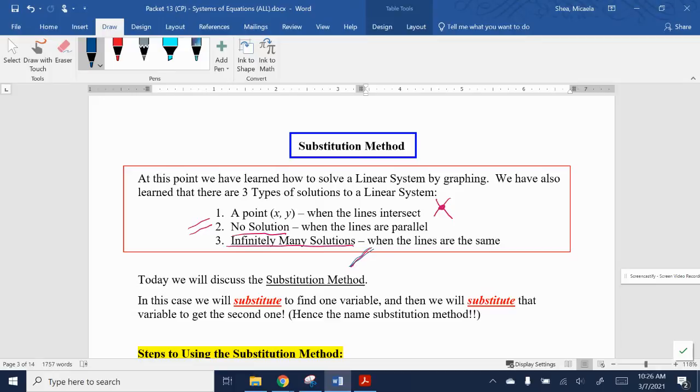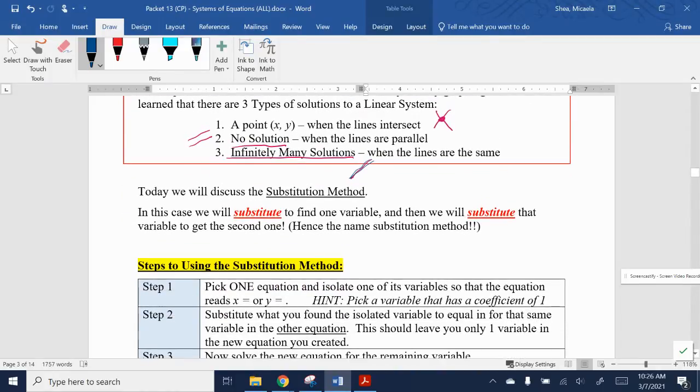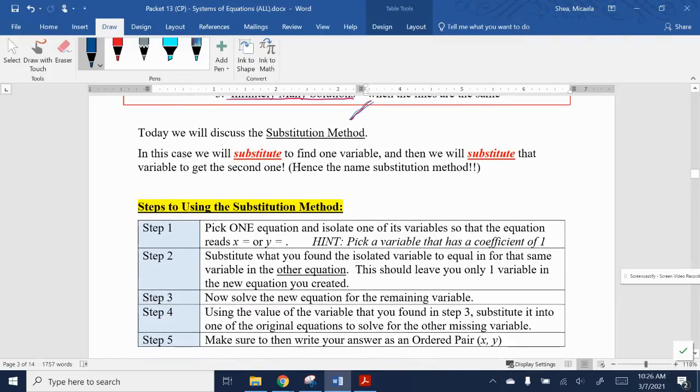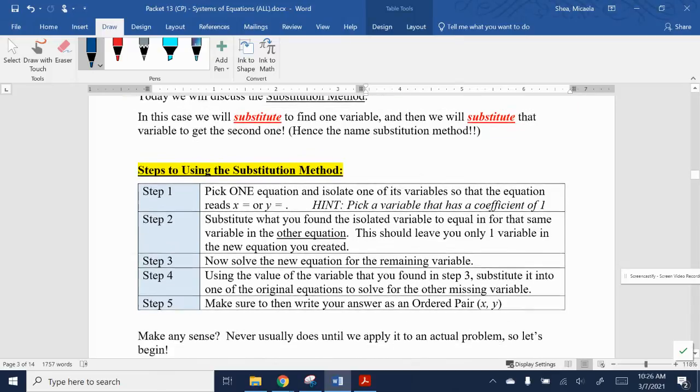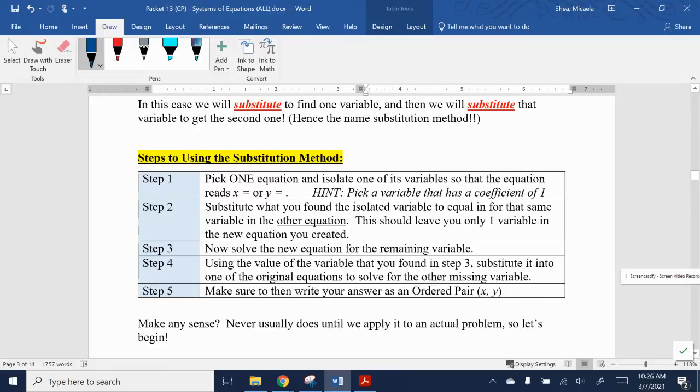Today, we're going to discuss the substitution method. In this case, we're going to substitute to find one variable, and then we will substitute again to find the second one. So since that double substitution, that's why it's called the substitution method. Here are the steps. It usually doesn't make sense the first time through. It's probably better for you to see examples, but I just want to read you the steps.